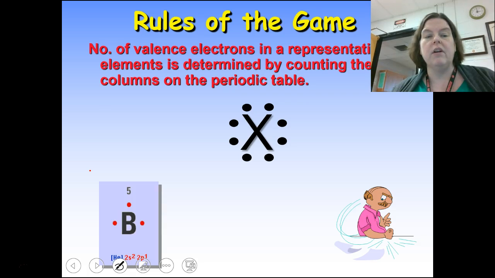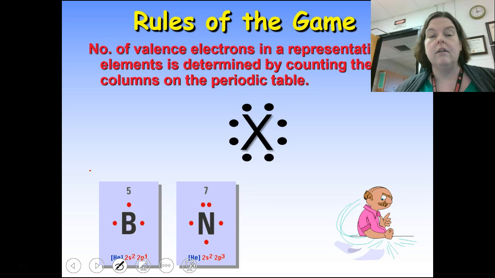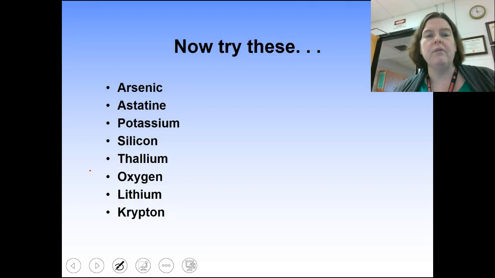So let's see. There's boron. Boron has 2s2, 2p1. That's a total of 3 valence electrons, and we see 3 dots. Nitrogen, we see 2s2, 2p3, that's 2 plus 3, that's 5. So we see a total of 5 dots. And notice how we put 1 dot on each side and then we come back in and put the second dot in. It's just the convention, don't panic. So now you're going to try these.